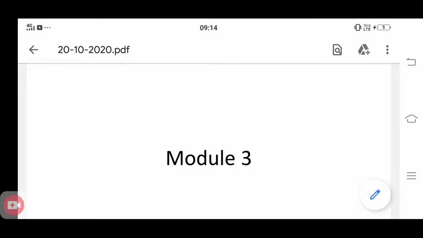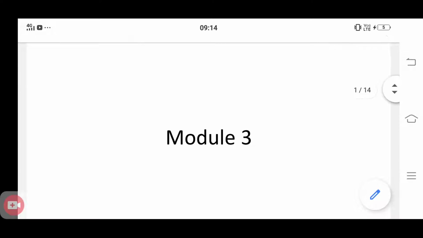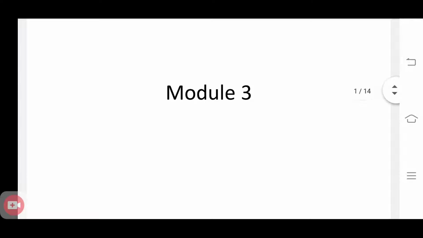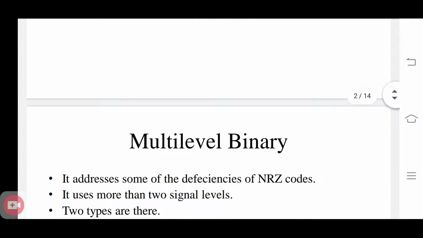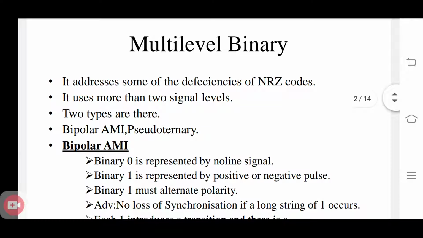Today we can discuss the next portion of our signal encoding techniques. We had already discussed the NRZ mechanism and its variations. Now you can study the next encoding technique, that is multi-level binary. This multi-level binary addresses some of the deficiencies of NRZ codes. It uses more than two signal levels, and there are two types of multi-level binary: one is bipolar AMI, and another one is pseudo-ternary.